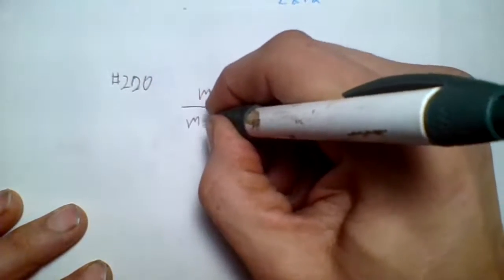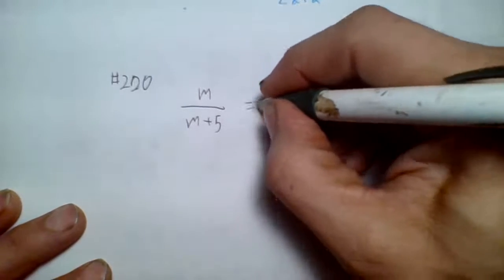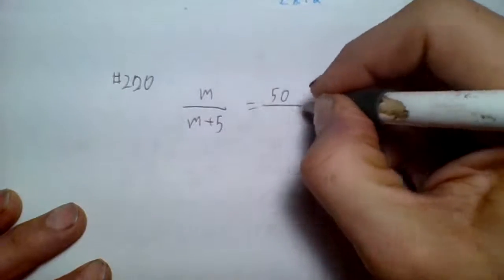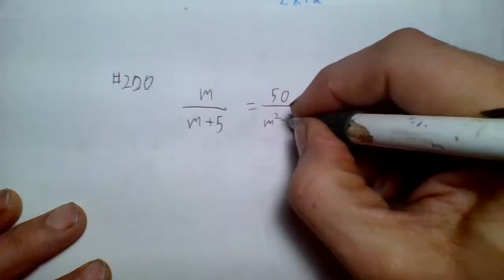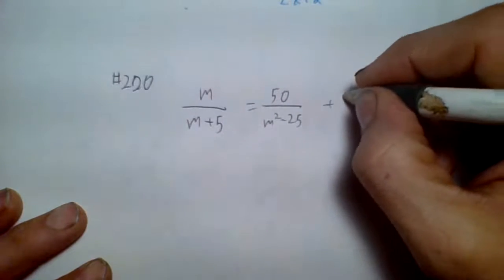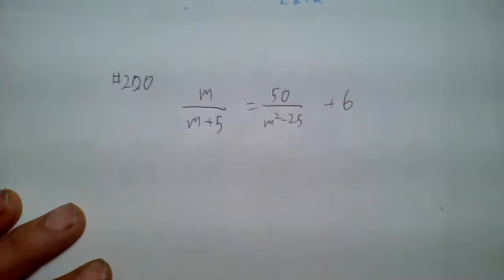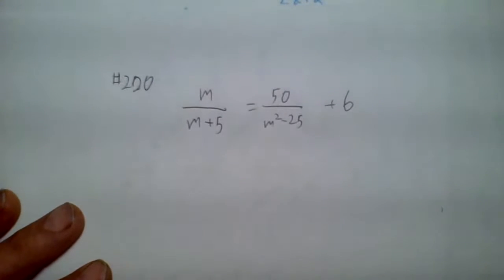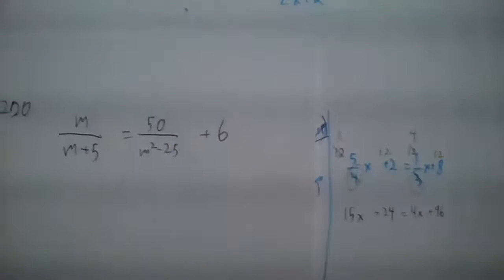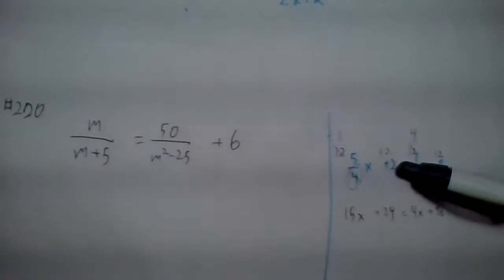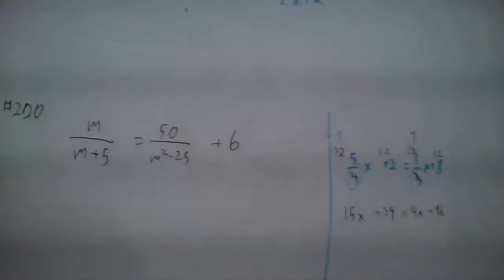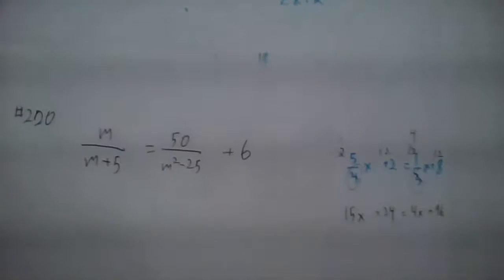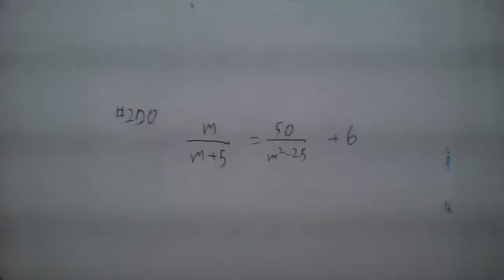Variables m this time. m over m plus 5 equals 50 over m squared minus 25 plus 6. Now this has a non-fraction piece to it. One of the terms doesn't have a denominator. That's okay. That happened with these kind of equations before. We would have some stuff that doesn't have a denominator, and we just multiply it out and get a bigger thing. So we're into a similar thing there. 6 isn't going to bother us much. We want to get rid of denominators on this.